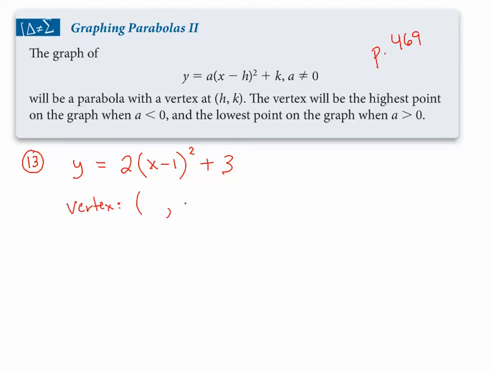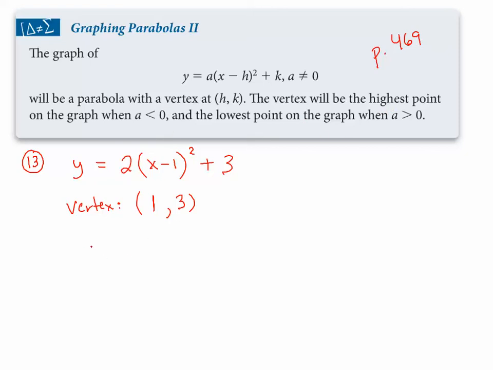Anybody give me the vertex? Do that again. Okay, I'm going to go with positive 1. Positive 3, we good? Because again, the minus sign is part of the formula. So if this was x plus 2, if this was x plus 1, then the vertex h would be a negative 1. We good? Because the negative is part of it. So vertex I got.